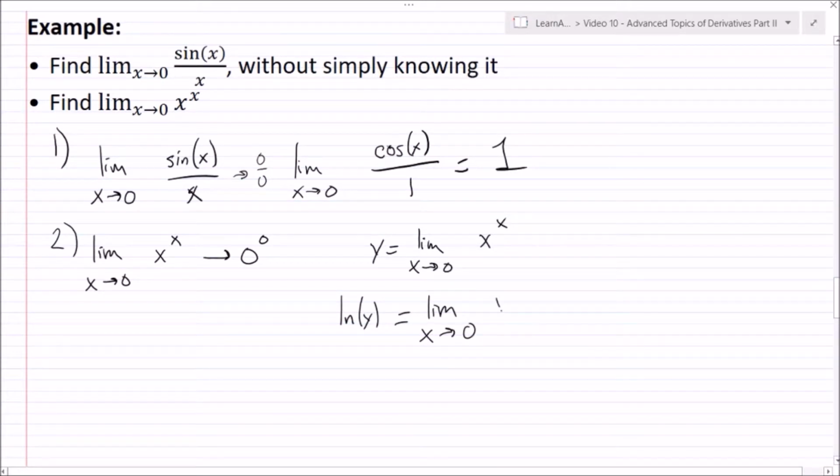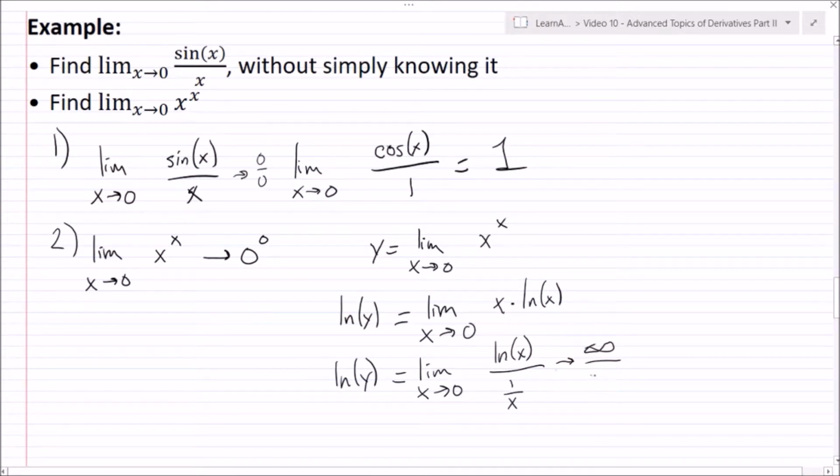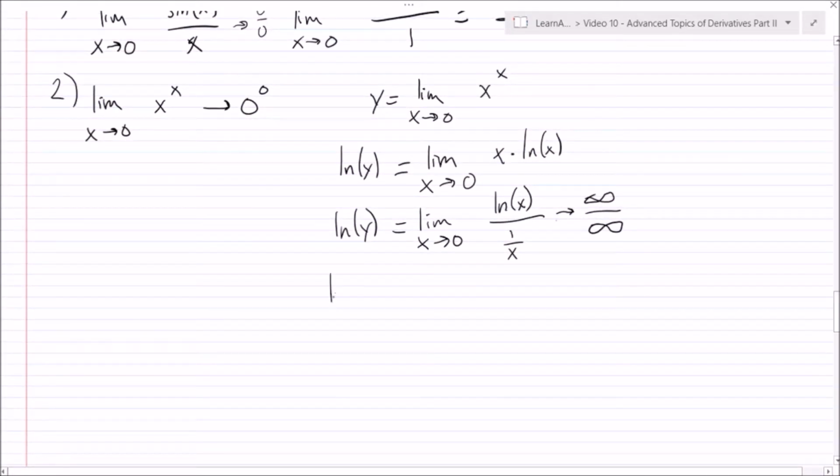And now, according to my log rules, I can say that this is x times ln of x. I'm just taking the log of this and then moving my exponent down. Now, if I do a little more work, I can say ln of y equals the limit as x goes to 0 of ln of x over 1 over x. And this is going to give me infinity. Don't write an equals sign for indeterminate forms, just write it like so. And so now I can use L'Hopital's Rule.